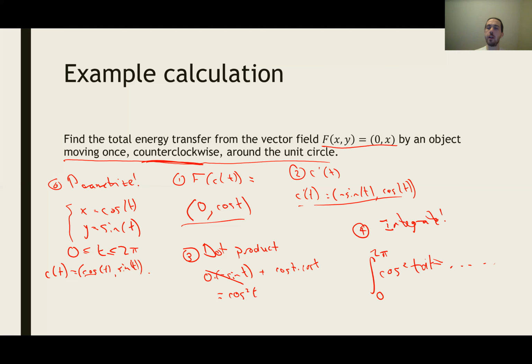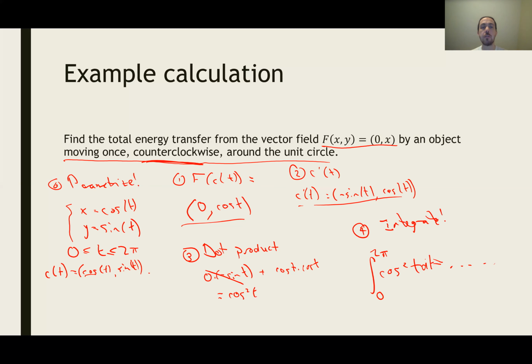For this particular integral, what I would do is I would use a double angle formula to say that cos squared t is 1 plus cos of 2t divided by 2, and then go on from there. But the integral is more mechanical. We've already seen it in earlier calculus courses. And so this is how we do the calculation.